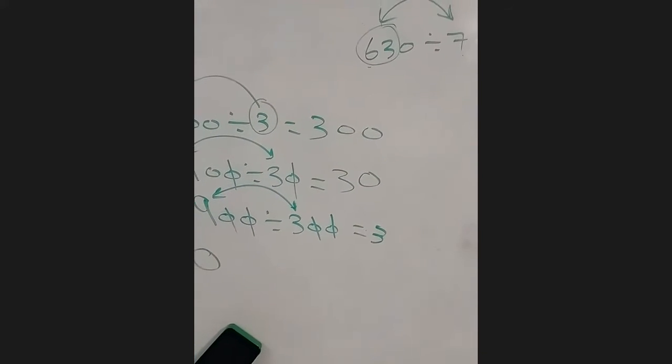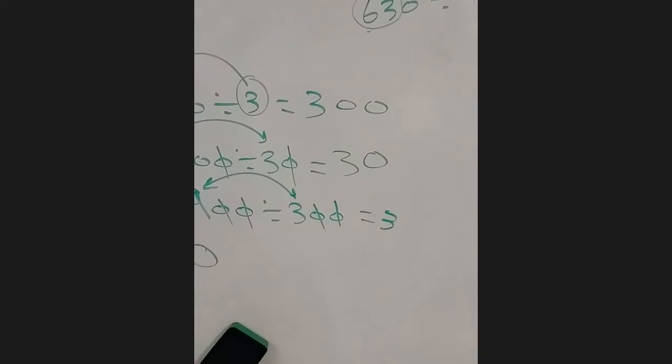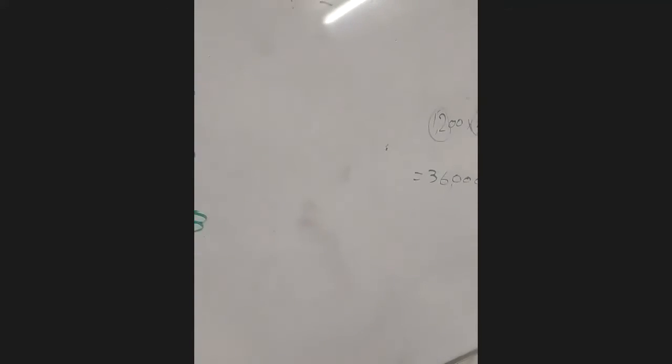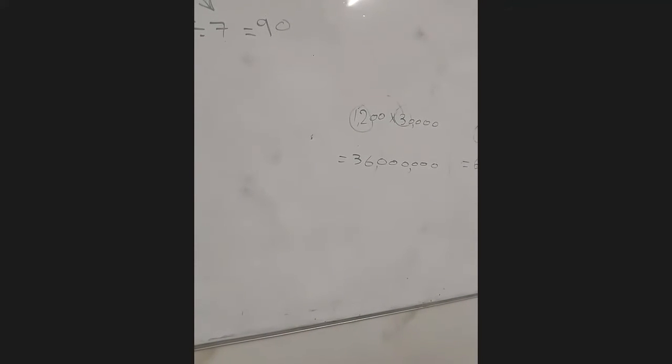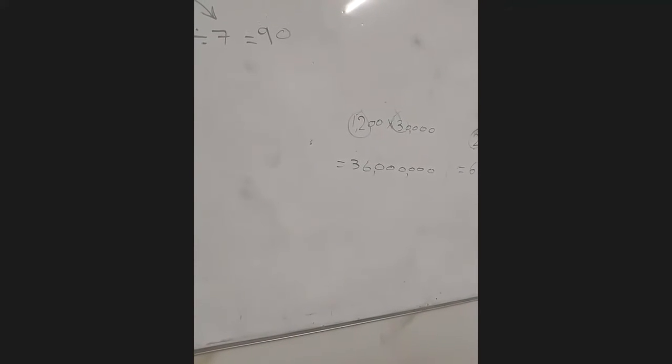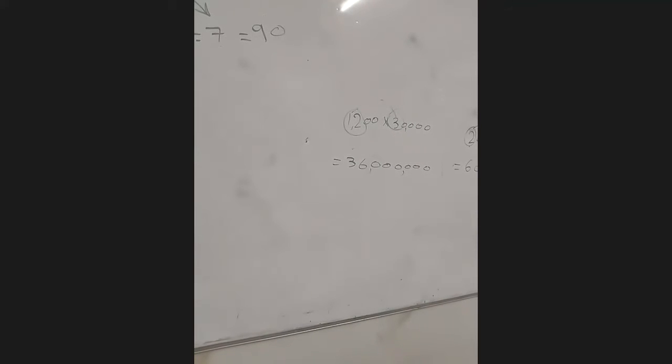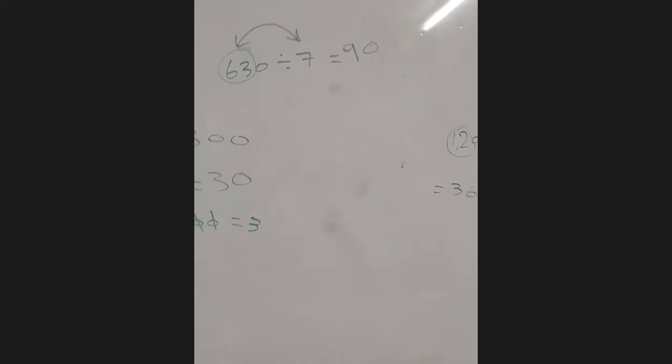Mister, when we have only one number and zeros... I cannot hear you, Mister. Raise up your voice. Yes, Mister. When we only find one number with zeros, for example... Mister, give me an example. I don't understand you.